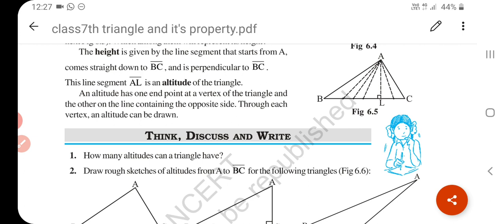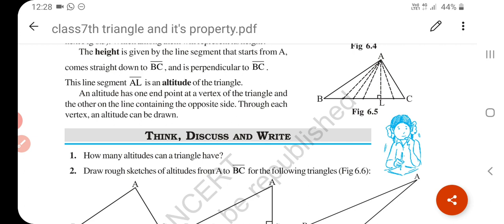Okay, understand? Now the interior of a triangle: points lying inside the boundary of the triangle form the interior of the triangle. What is the exterior? Points lying outside the boundary of the triangle form the exterior of the triangle. Then points lying on the sides, meaning the boundary, if the points lie on the boundary of a triangle, then we say it is on the boundary of the triangle.